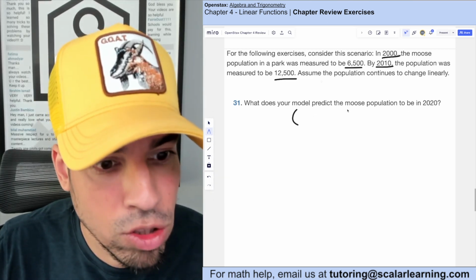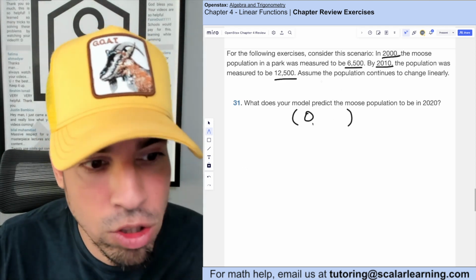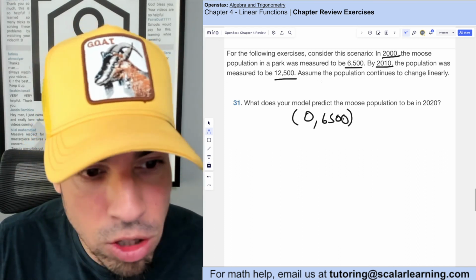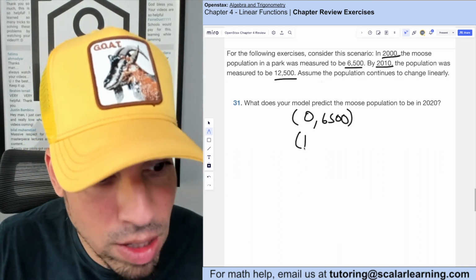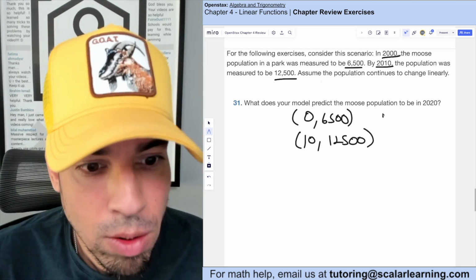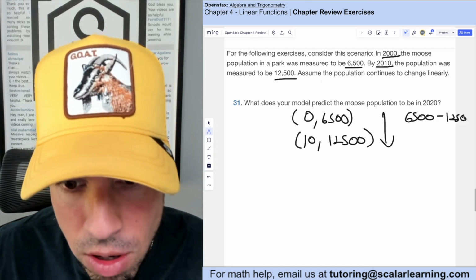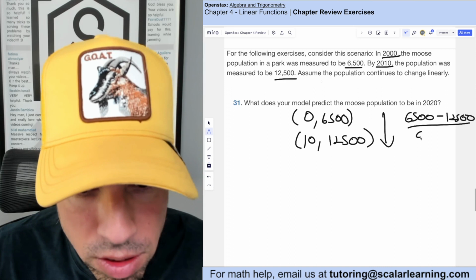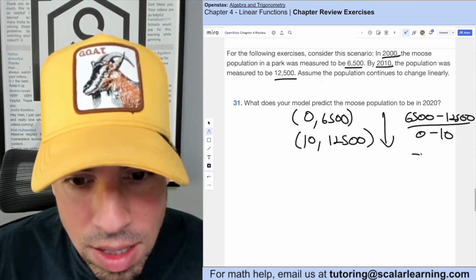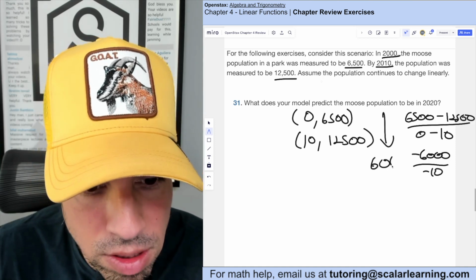So we got these nice two data points. In the year 2000, which I'm going to place as time 0, so this will be the amount of years from 2000, it has a population of 6,500, and then 10 years later, when x would be 10, it would have a population of 12,500. Now we're going to subtract down and calculate the slope: 6,500 minus 12,500, difference of the y's over the difference of the x's, top minus bottom, 0 minus 10. That becomes negative 6,000 over negative 10, which is a slope of positive 600.